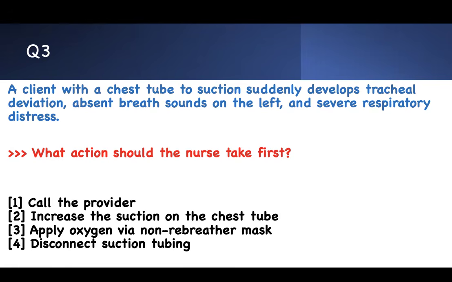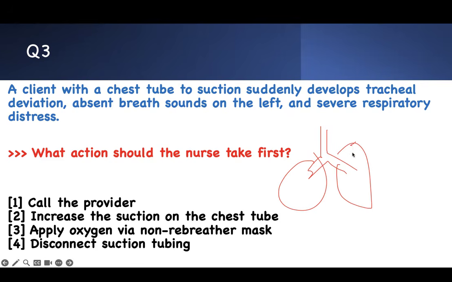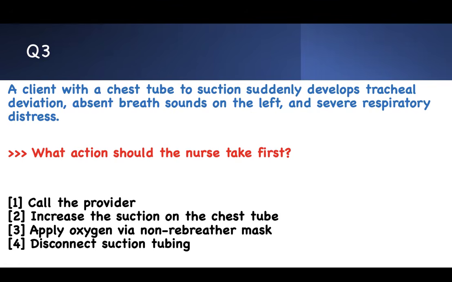But there is no answer choice there about needle decompression. What do you think you should do? I can tell you, based on the diagram that we have, if this is the airway, one lung is completely collapsed. If this is the left lung, it's completely collapsed, basically, and we have tracheal deviation here. We've got to do something. This patient is dying. The easiest thing you can do for this patient is what? Needle decompression, but it's not there.